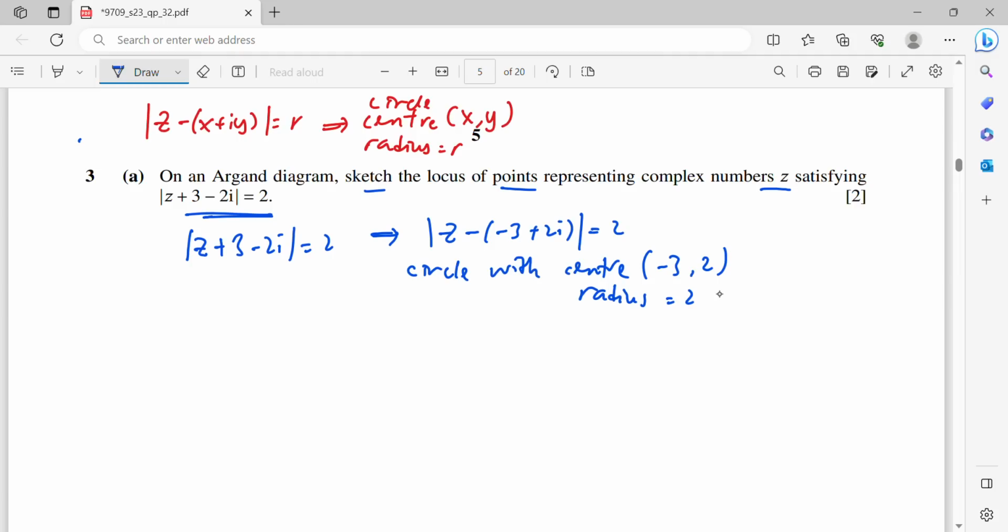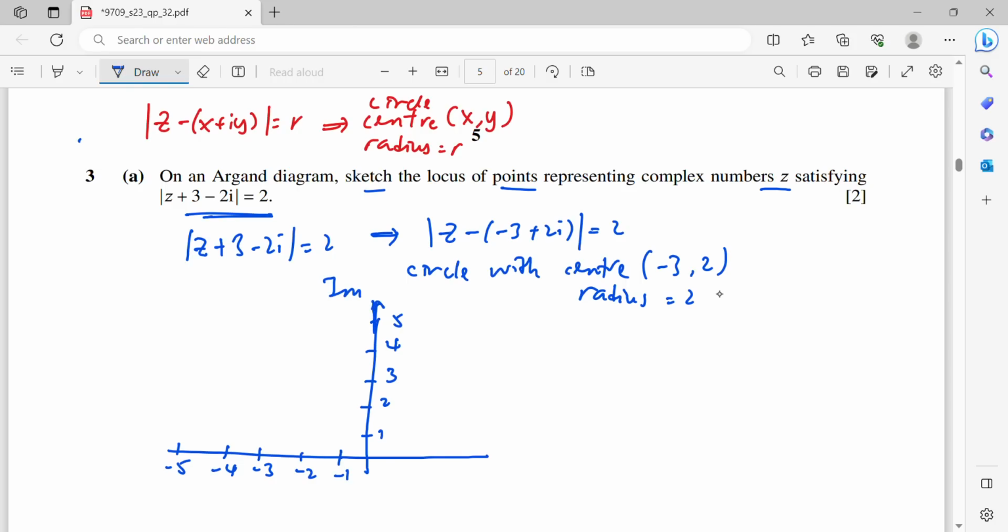Okay, so now when I sketch the locus, I will have, let's say here, minus 1, minus 2, minus 3, minus 4, minus 5. Then the radius is 2. So here 1, 2, 3, 4, 5. Now for your information, this is going to be the imaginary axis. Then the horizontal axis becomes the real axis. Okay, so now I will mark the center first, which is at minus 3, 2. So the x is minus 3, the y is 2.